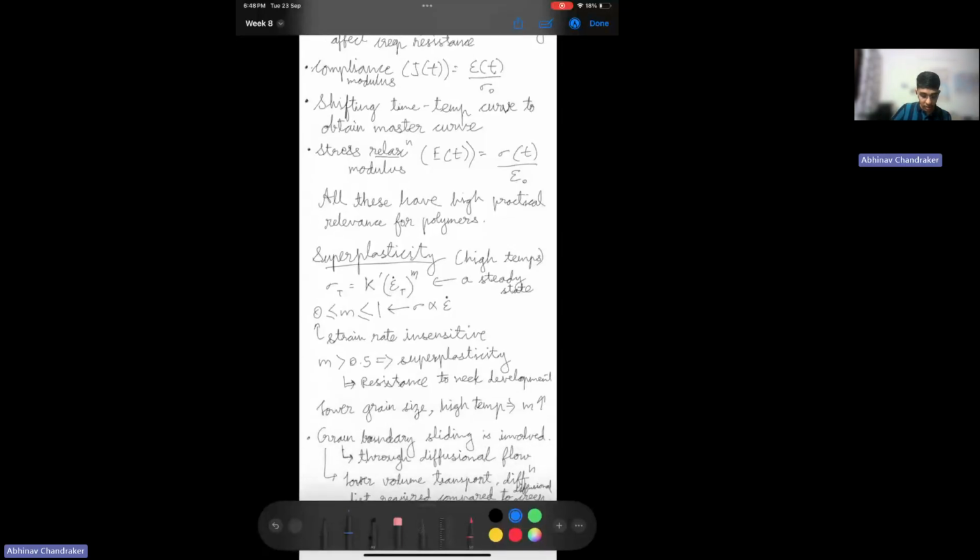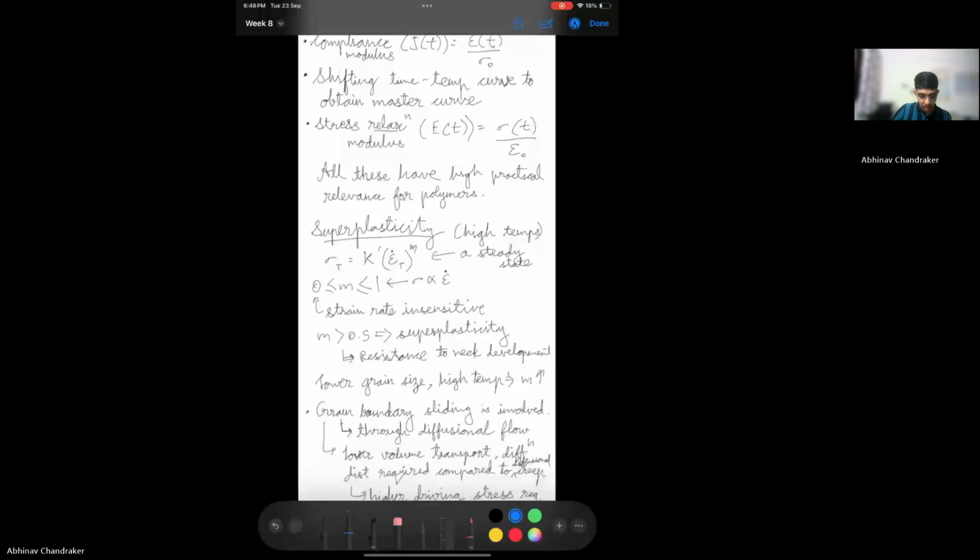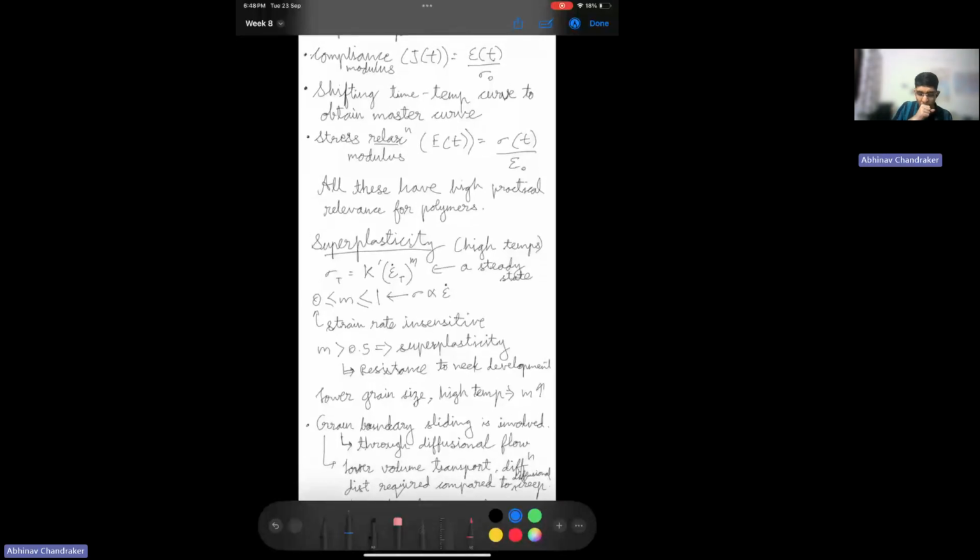Similarly, you can also have stress relaxation modulus, sigma by epsilon naught. These modulus and master plots are useful for those who work on polymers and their creep resistance or plasticity.